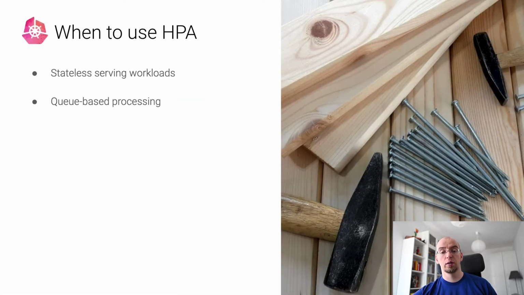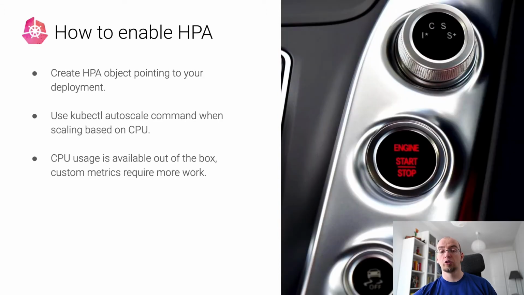When to use HPA? HPA works the best with stateless serving workloads that can spin up new replicas reasonably fast. You can also use HPA with queue-based processing. How to enable HPA? HPA is part of core Kubernetes APIs. HPA is controlled by an HPA object. You can create this object either manually by providing a YAML definition or by a kubectl autoscale command. CPU usage is available out of the box. Custom metrics require a little bit more work.